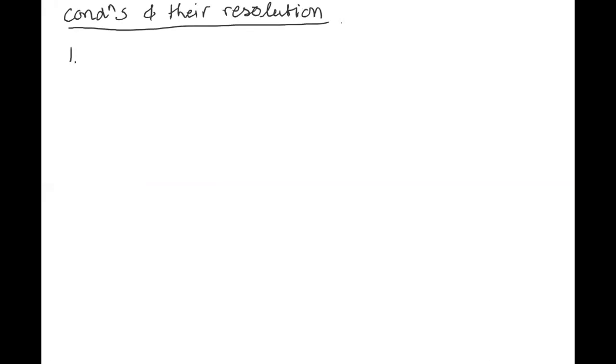So what are the various conditions you will see? Conditions and their resolution. First condition is: completes a circle. Right? And I'm talking about a vertical circle. So this is the condition.